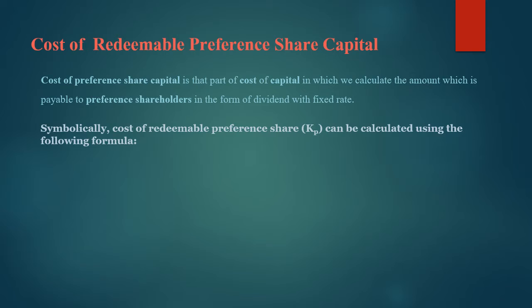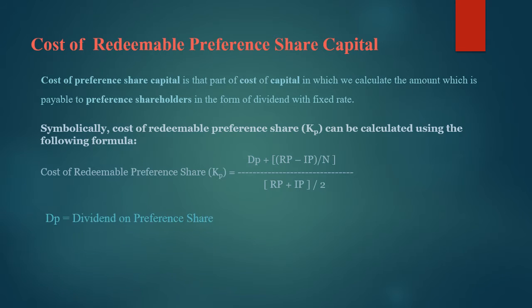Symbolically, cost of redeemable preference share capital can be calculated using the following formula. Cost of redeemable preference share capital is equal to (DP plus (RP minus IP) divided by N) divided by (RP plus IP) divided by 2, where DP is equal to dividend on preference share, RP is equal to redemption price, IP is equal to issue price, N is equal to redemption period.